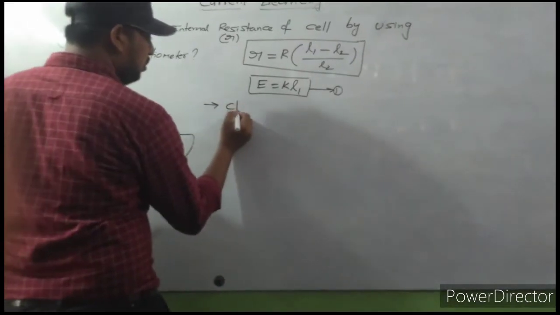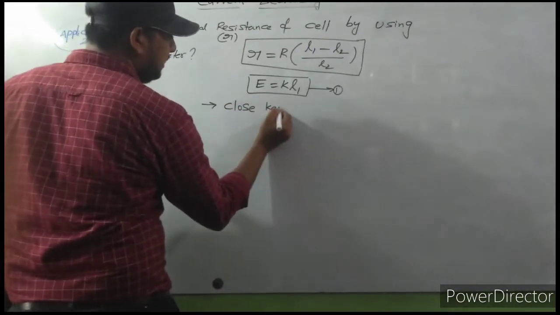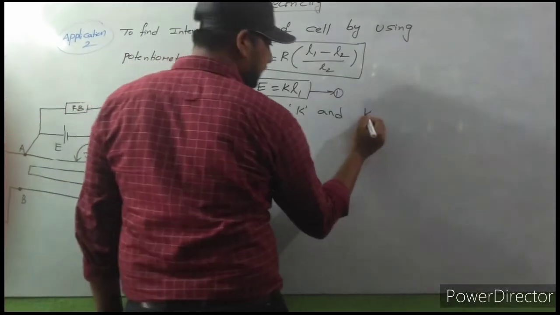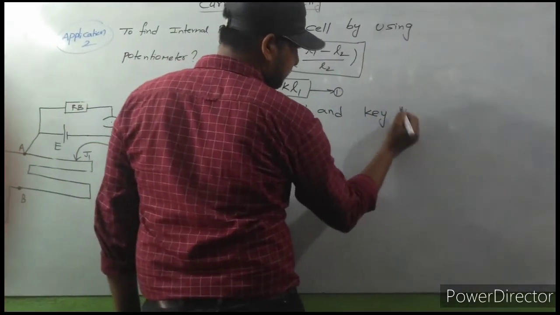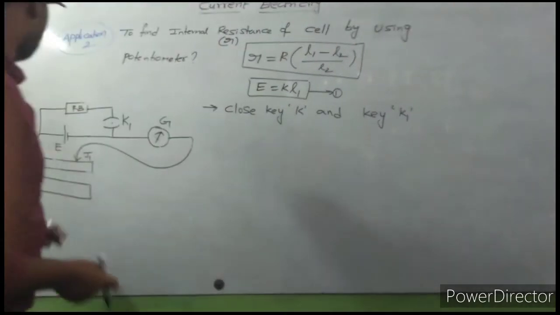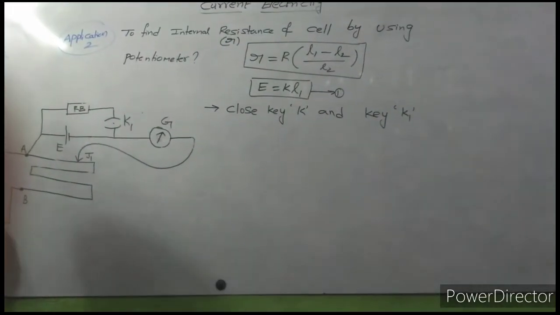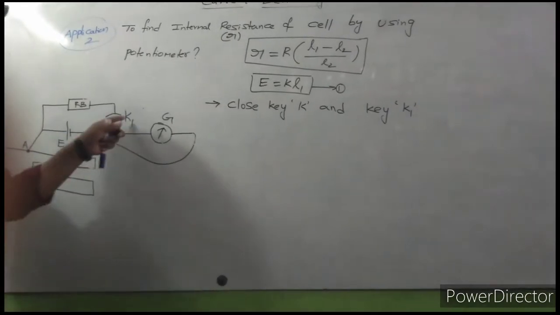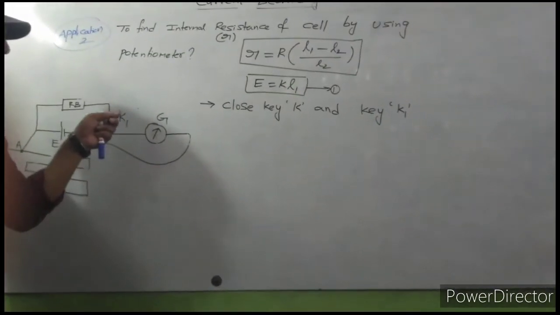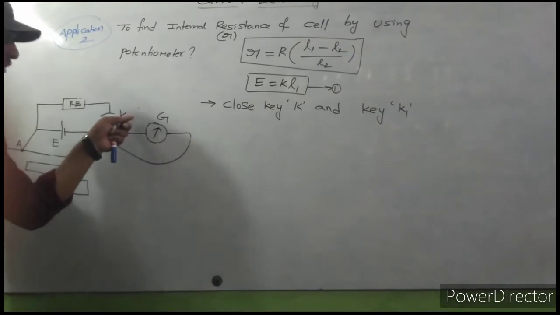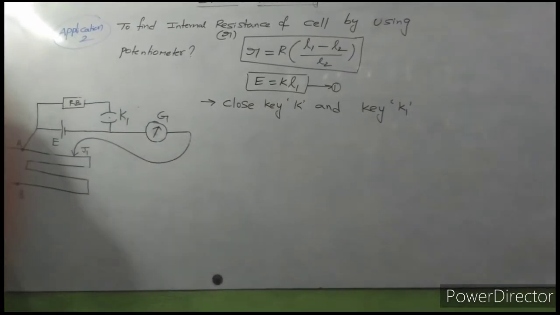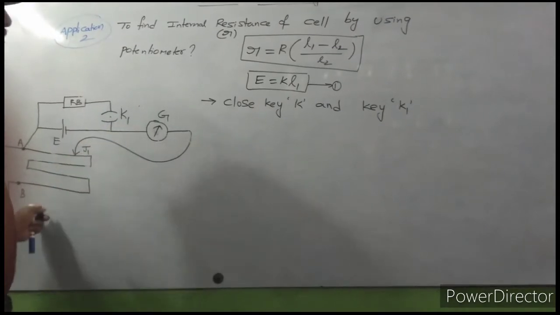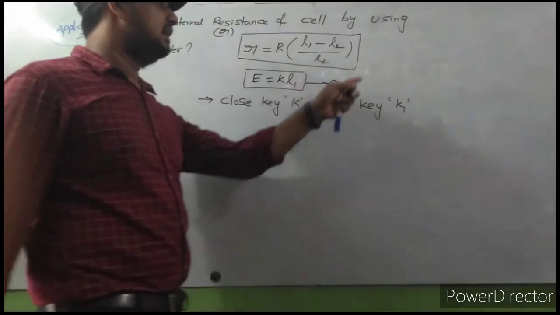So now close key K and key K1. In the first case, key K is closed and K1 is open. Now in this case, both keys are closed. Close key K and key K1.